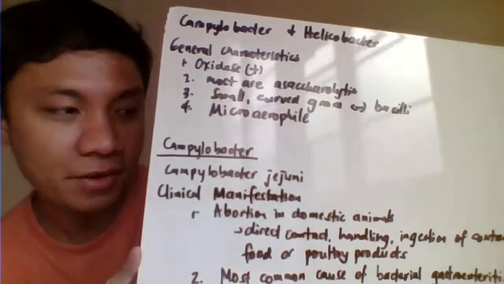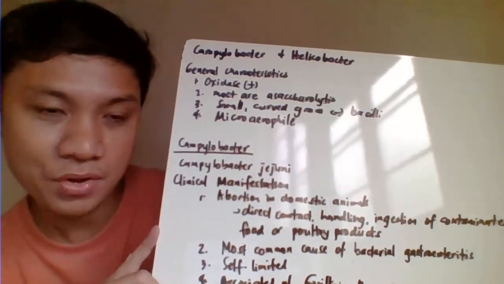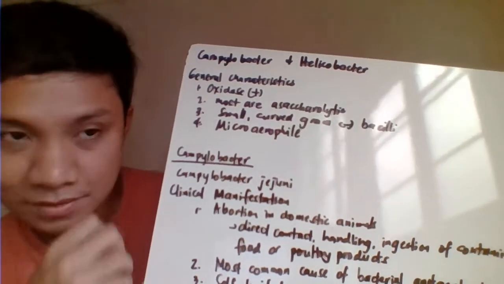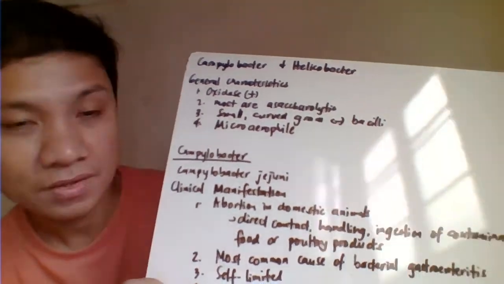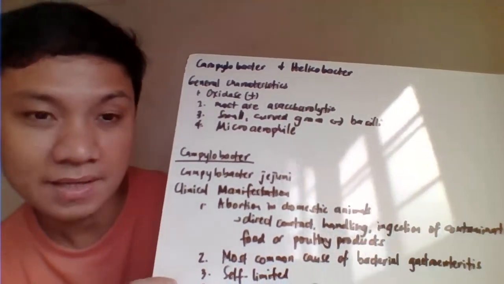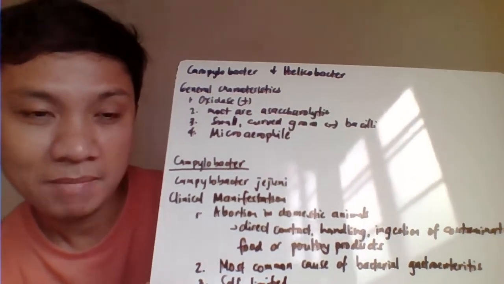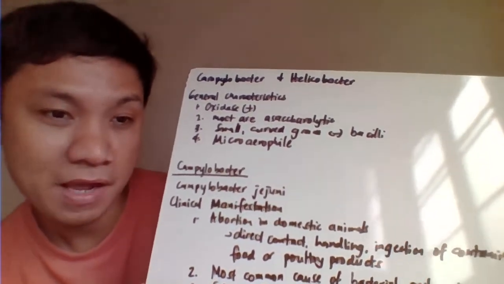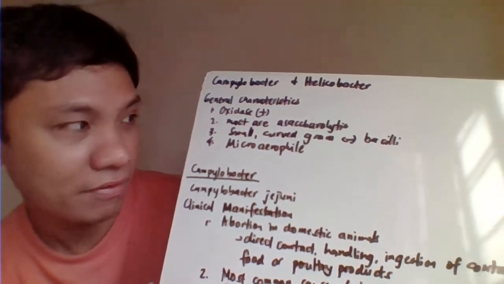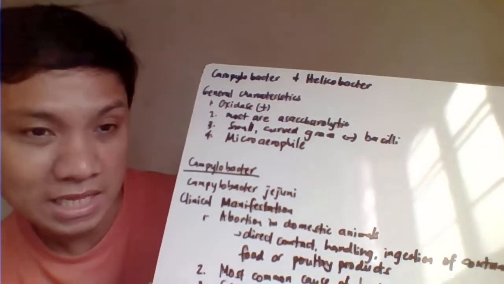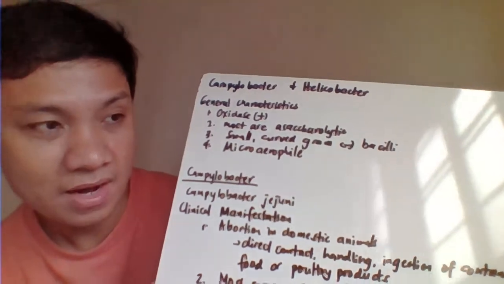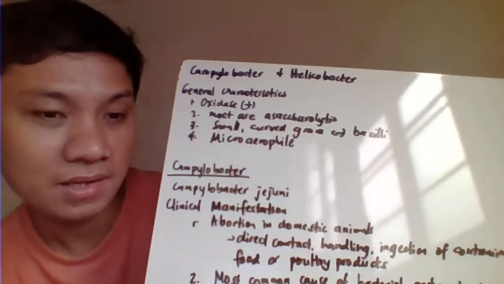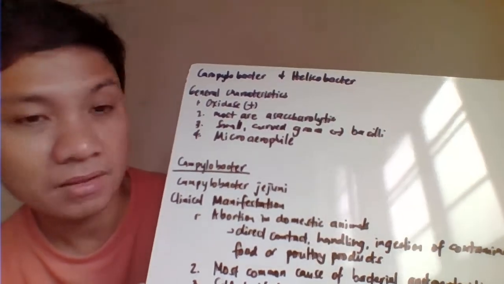Okay, then we have your microaerophiles. So we have your Campylobacter and Helicobacter. Most likely they are oxidase positive and they are asaccharolytic, so they do not metabolize your carbohydrates. They are gram-negative curved and also motile. At the same time, they are microaerophiles. So let's include here your Campylobacter and Helicobacter.